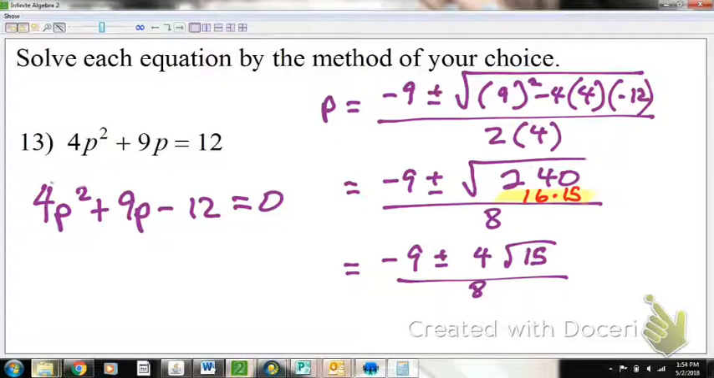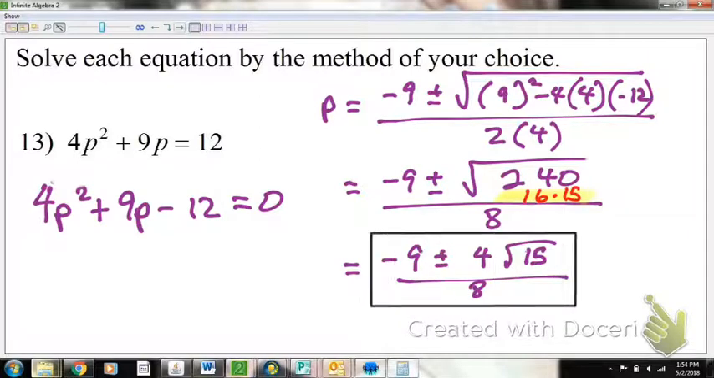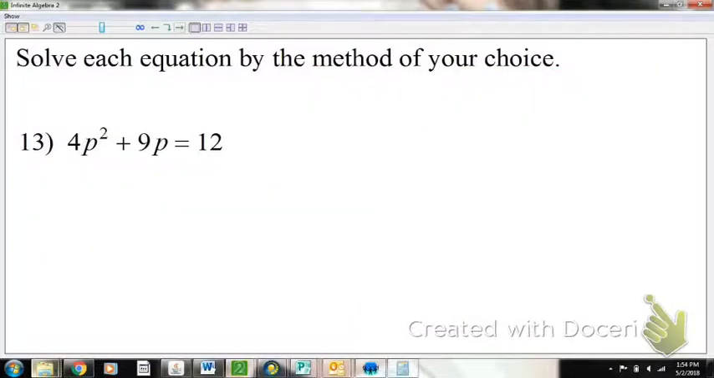Now, we always want to do that because we want to know if the fraction can be simplified. This one can't because these outside numbers, 4, 9, and 8, are relatively prime to each other. So negative 9 plus or minus 4 times the square root of 15 over 8 is what we're going to go with there. And I'm working these really quickly, guys, to save your time. But I just want you to know that there could be a mistake because I'm going so quickly.